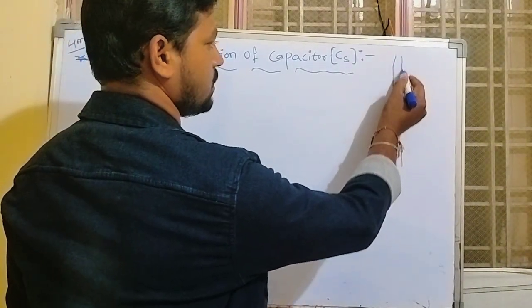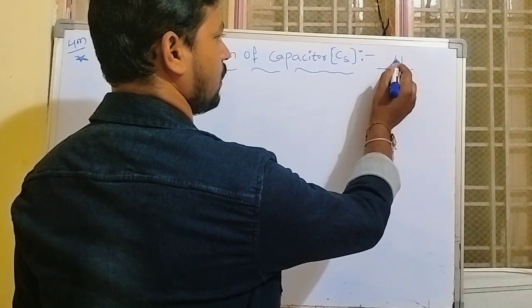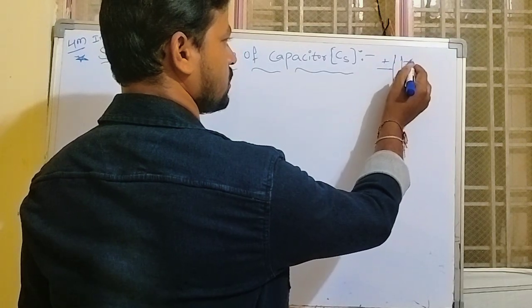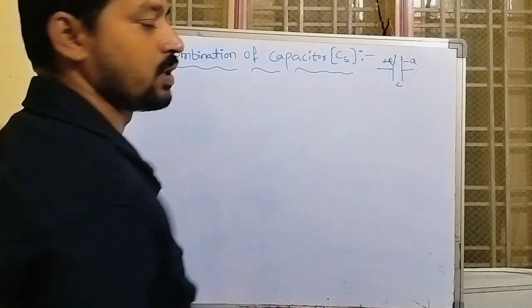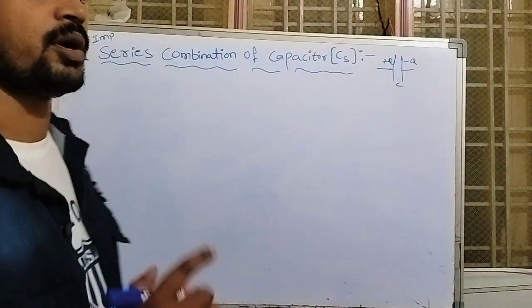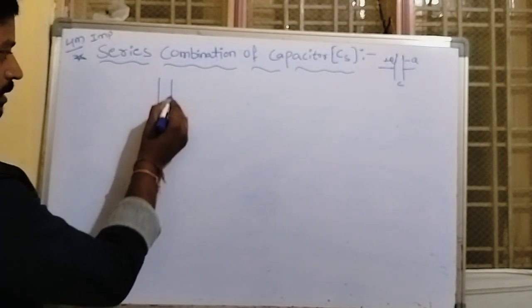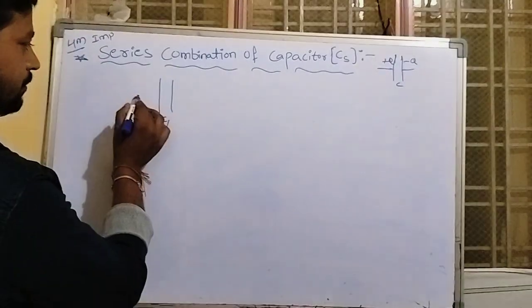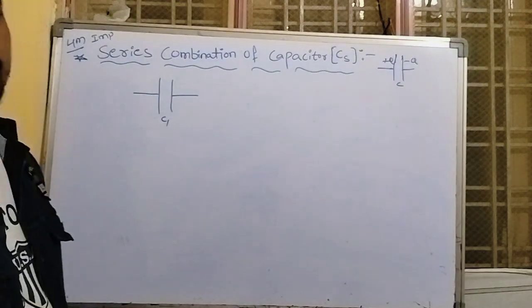The two plates of the capacitor are equal. This one has plus Q charge, and this one has minus Q charge. This is the capacitor symbol. Here we have to take three capacitors with capacitances C1, C2, C3. How to connect the series combination?